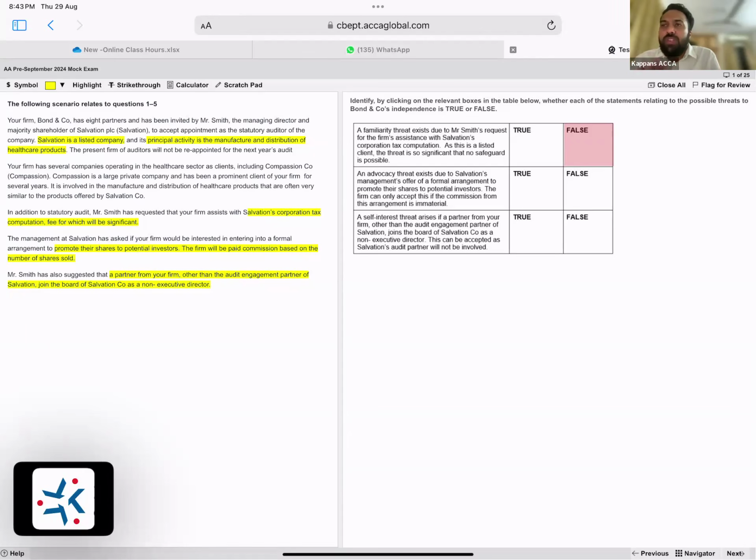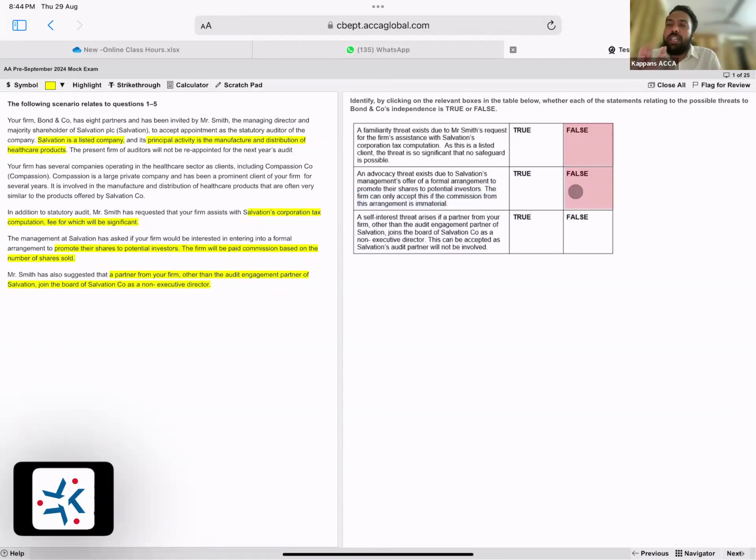But there is no safeguard for an advocacy threat. They're saying that the firm can accept this if the commission for this arrangement is immaterial. That is completely wrong. Whether the commission is material or immaterial, it is irrelevant. There is no safeguard for an advocacy threat.